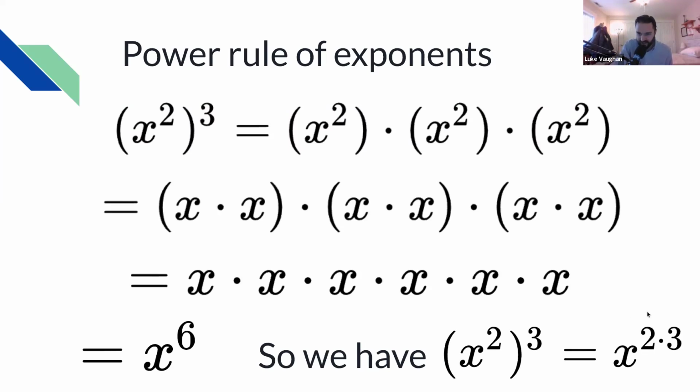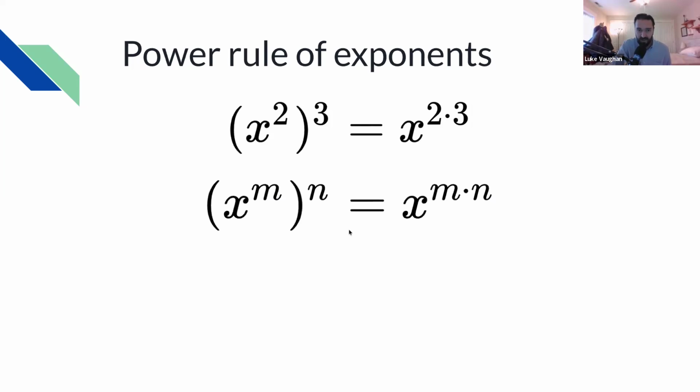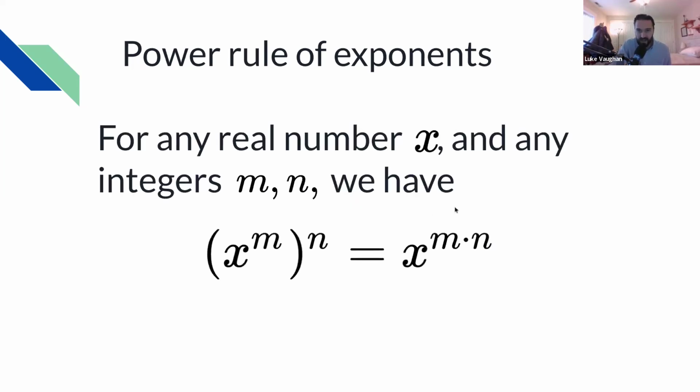So we have x squared, whole thing cubed, equals x to the 6. But notice that 6 is the product of 2 and 3. All right, x squared, whole thing to the third power, equals x to the 2 times 3. Once again, we want to generalize this for any powers m and n. For any real number x and any integers m and n, we have x to the m whole thing to the nth power equals x to the m times n.